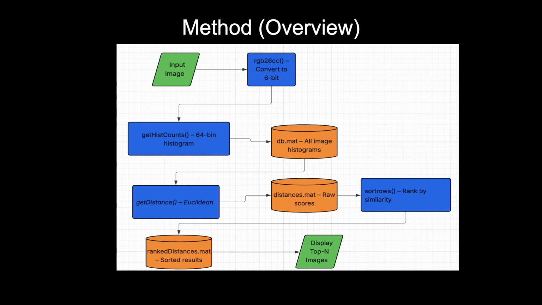When a query image is provided, its histogram is computed in the same way. We then compare the query histogram to every image histogram in the database using Euclidean distance. Finally, the results are ranked and the most visually similar images are displayed.